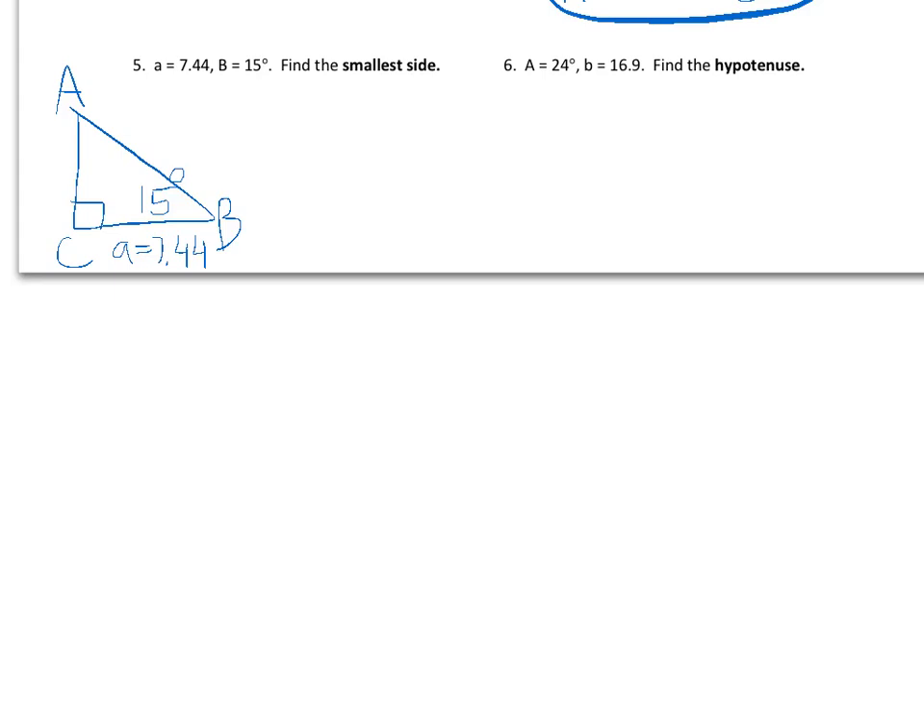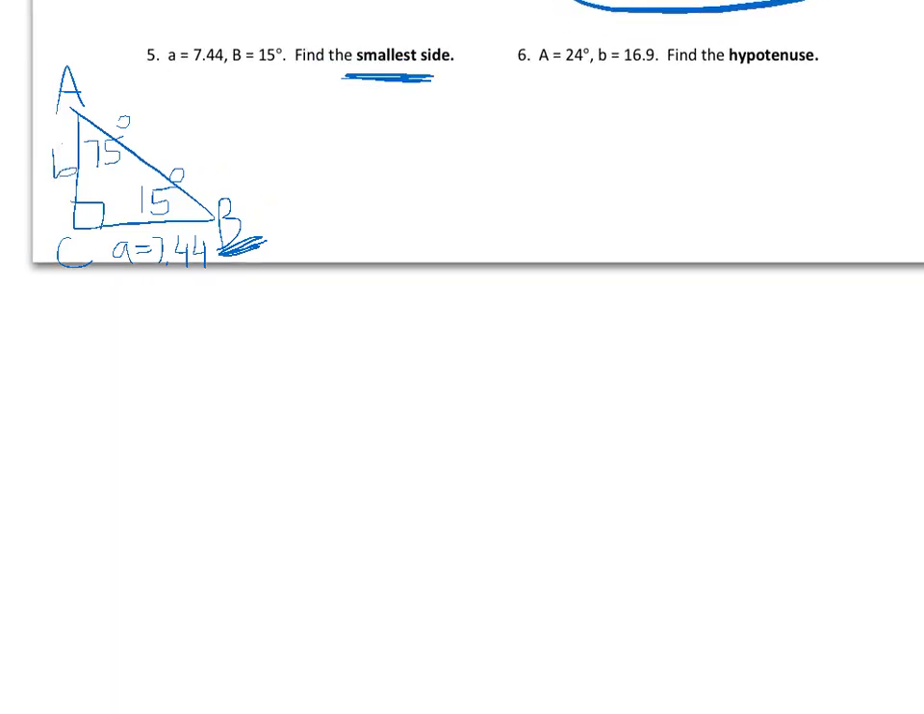Now this one doesn't say smallest angle, it says smallest side. But smallest angle and smallest side go hand in hand. Now if you look, the smallest angle is going to be angle B. Angle A and B are going to have to add up to 90. So if you did 90 minus 15, angle A would be 75 degrees. So that means this side right here is going to be the smallest, because it's opposite the smallest angle.